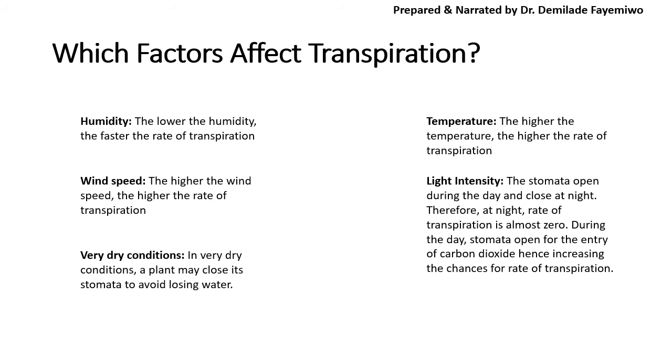Wind speed is another factor that affects transpiration. Obviously, the higher the wind speed, the more quickly the water vapor is blown off by the wind, and that causes more transpiration to occur, because the water is constantly moving from a region of higher potential to a region of lower potential.